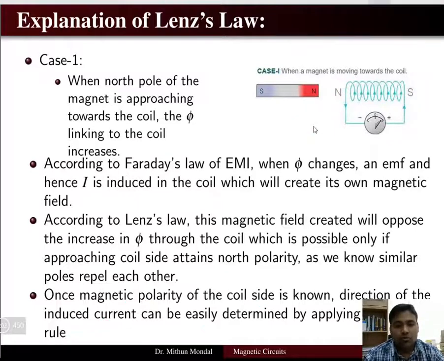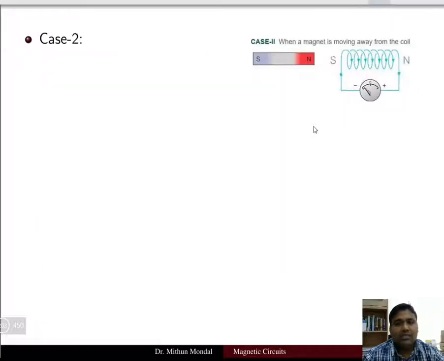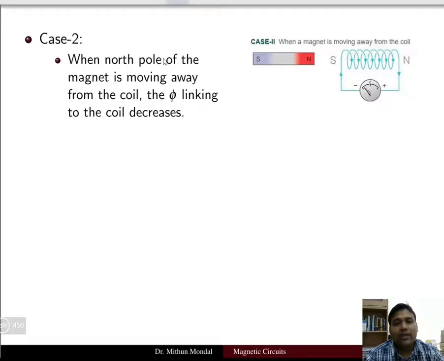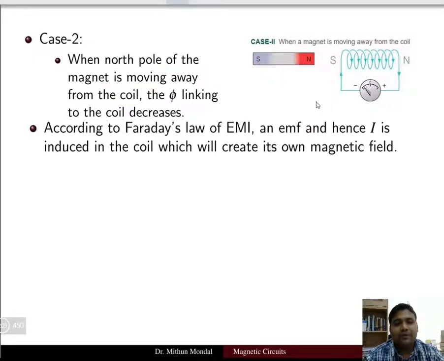So now we will see case 2, when a magnet is moving away from the coil. The magnet will be moving away from the coil. So when the north pole of the magnet is moving away from the coil, the flux linking the coil will decrease. Since the magnet is moving away from the coil, the flux which was linking with the coil will now decrease. So what will happen? Now again, due to Faraday's law, EMF will be produced and current is induced in the coil, which will create its own magnetic field.